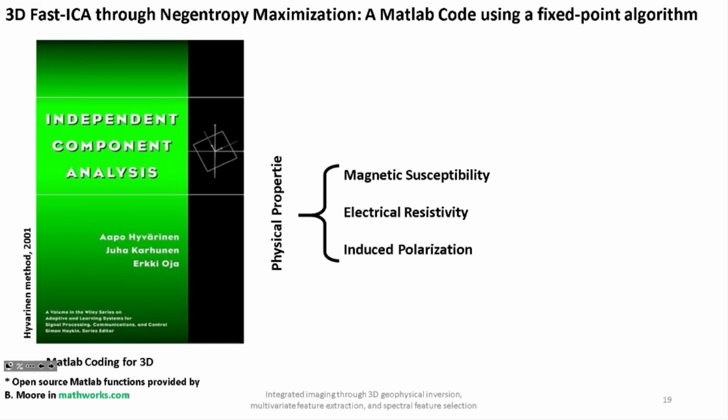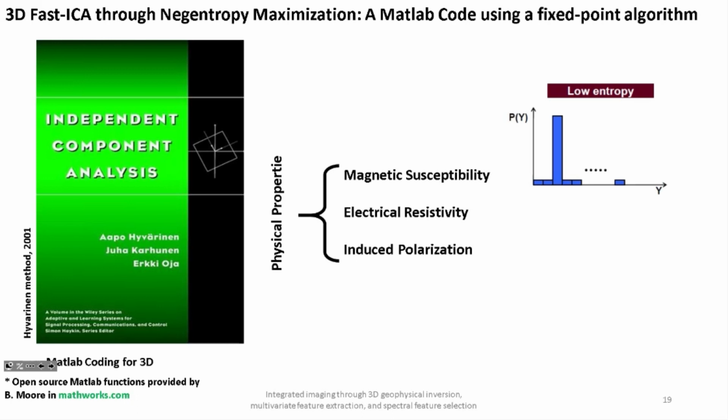that seeks to extract latent geological features inside multiple physical property images. We used negentropy maximization as a means to maximize the non-Gaussianity of geophysical images. We simulated this method to understand how the feature extraction works.